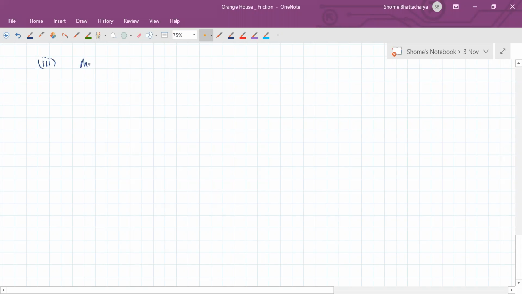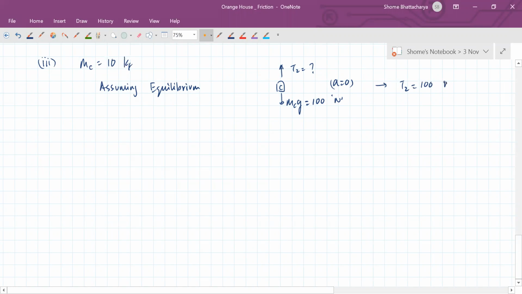Now we are taking the mass of block C as 10 kg. So again, if we start by assuming there is equilibrium, then for the block C, we will see that a weight of 100 newtons has to be balanced with a tension of how much? The acceleration is 0. We will require tension T2 to be 100 newtons.